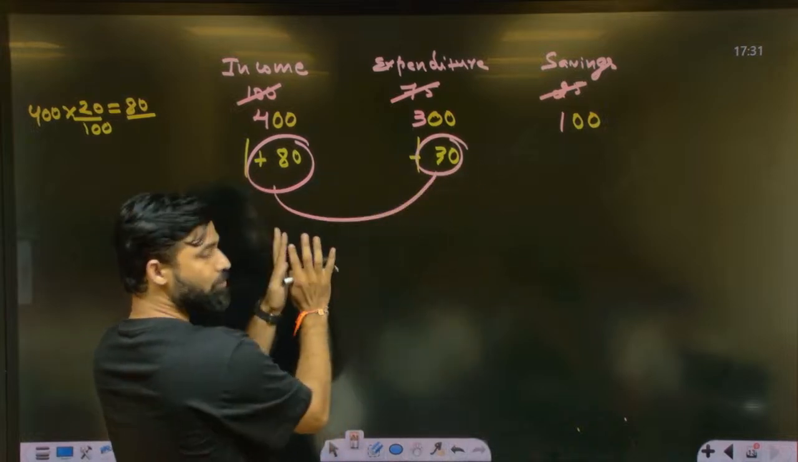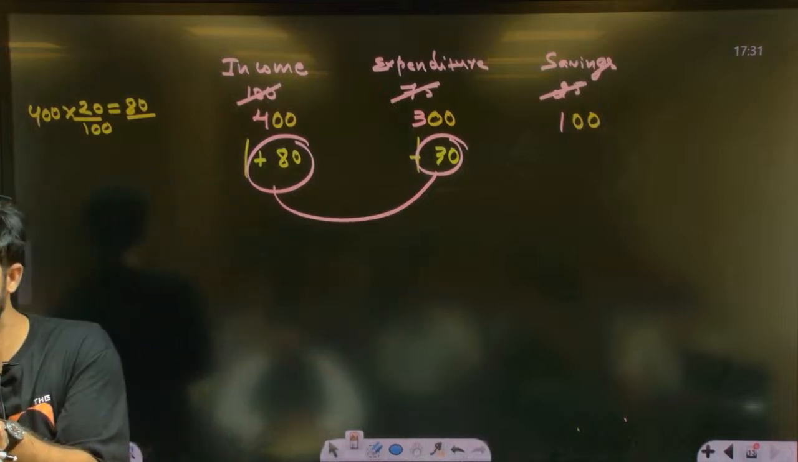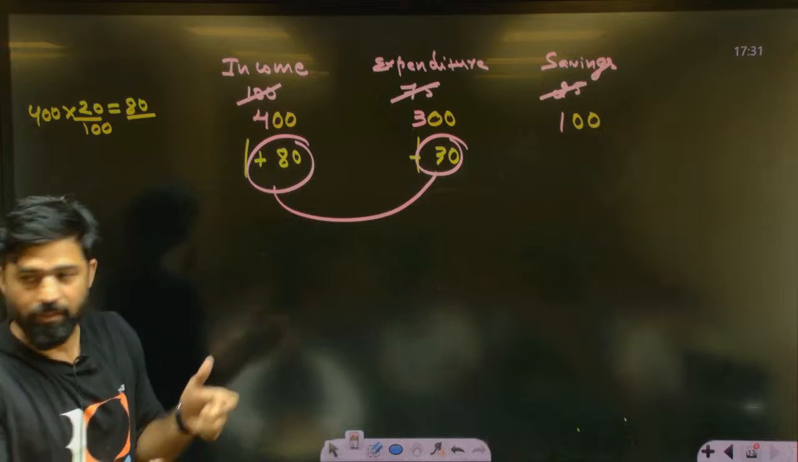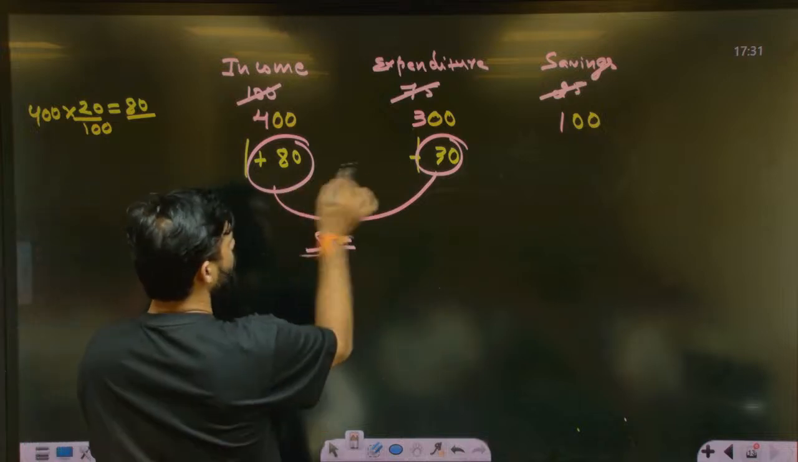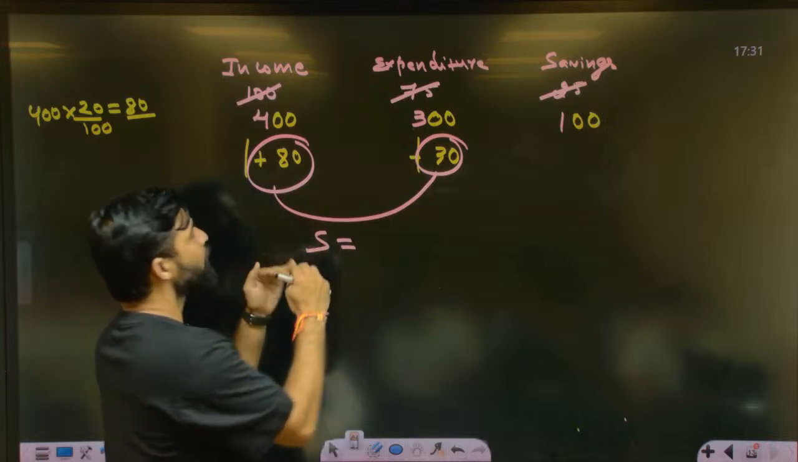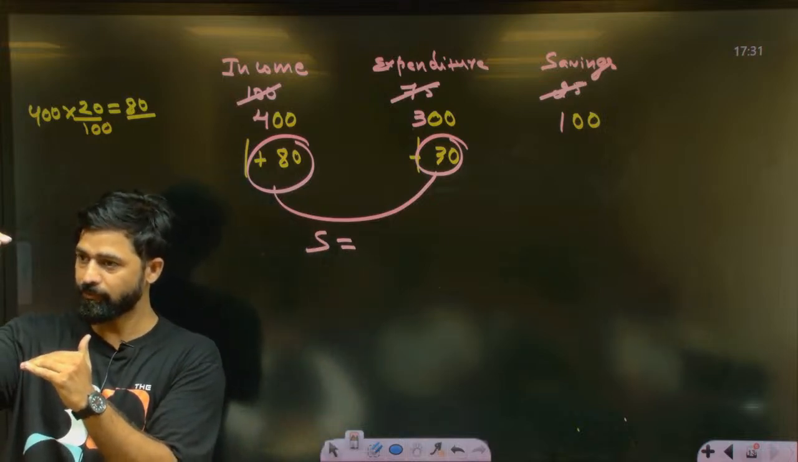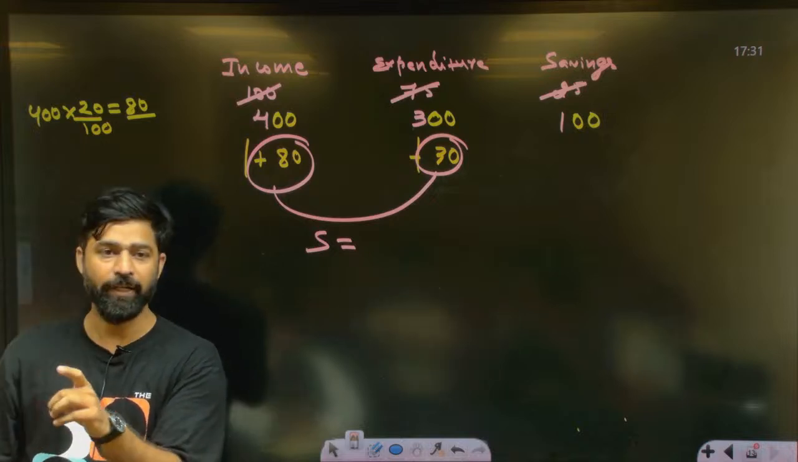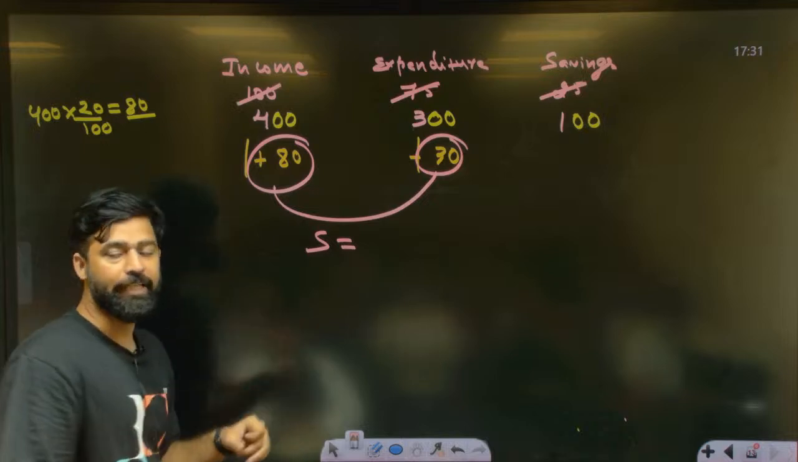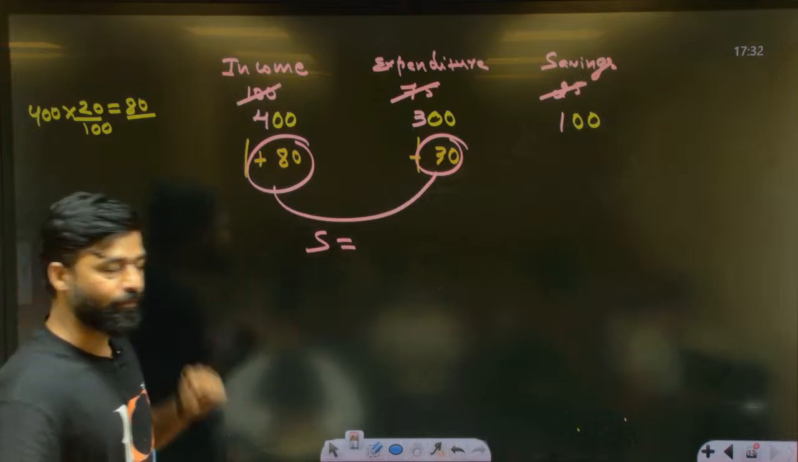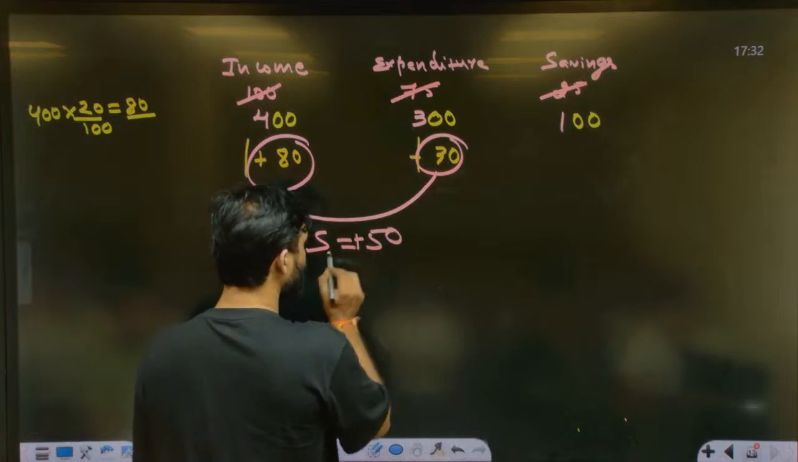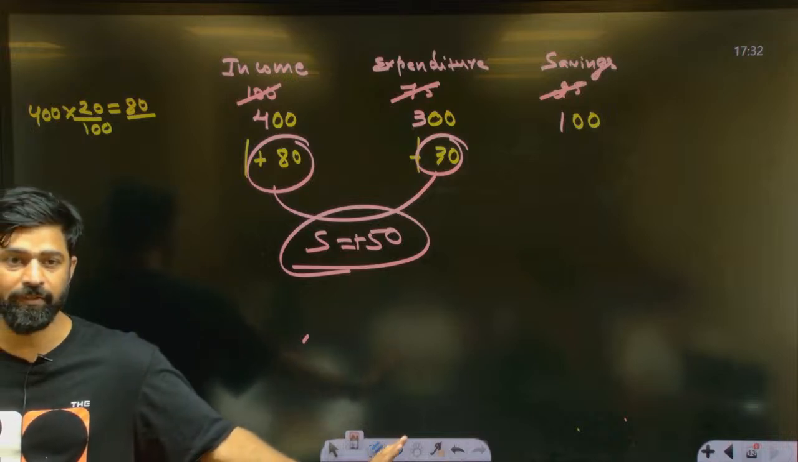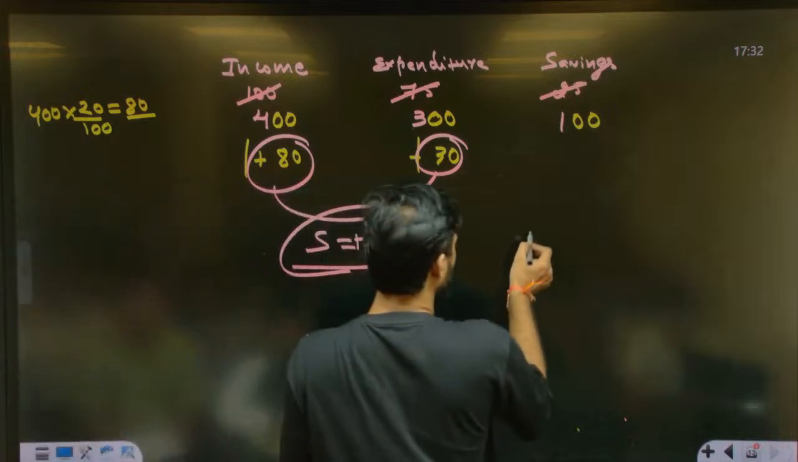So the difference between these two will be the increased savings. Increased savings will be 80 minus 30, because he is earning 80 new units and spending 30 out of it. Ultimately, he has 50 in his pocket, and this new 50 is his new savings. Any problem in this? Then we have to find the answer in percentage.